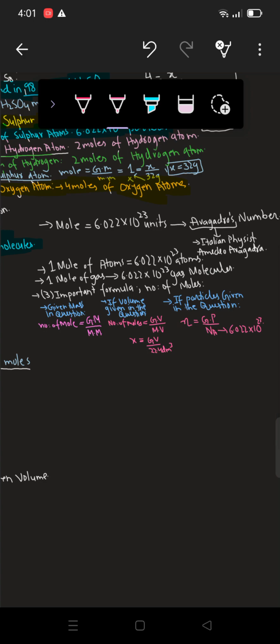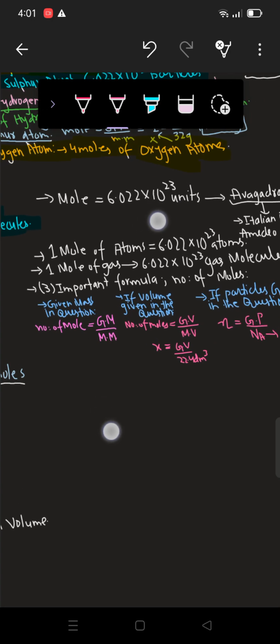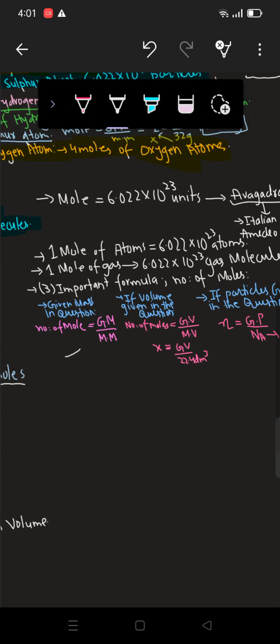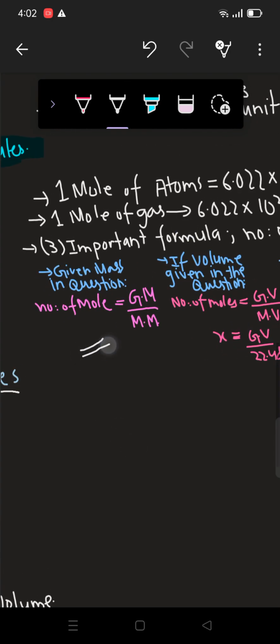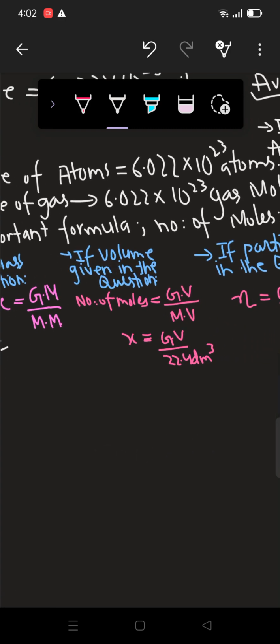So we have discussed three important formulas as well. When the mass is given in your question and they are asking for the number of mole, then you need to use the first formula, in which number of mole is equal to given mass per molar mass. If they have given moles in the question and you need to find the given mass, then again you will be using the same formula, number of mole is equal to given mass per molar mass. But if they have given the volume in the question and they are asking you to find the moles, then you need to use the formula number of mole is equal to given volume per molar volume, and molar volume of any gas at STP, standard temperature pressure, is always 22.4 dm cube or 22.4 liter.